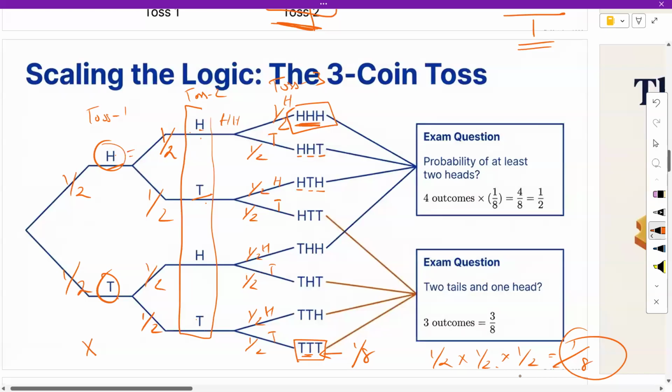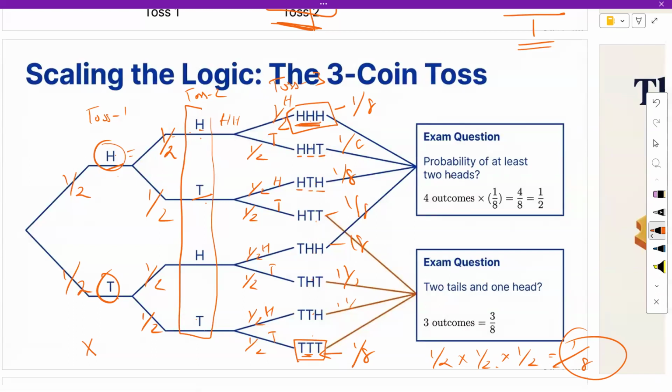Likewise, the probability of getting head, we know, is 1 over 2, 1 over 2, and 1 over 2. Here also 1 over 8. So for all possible outcomes, the probability equals 1 over 8 each. There are 8 outcomes, so the total probability equals 1.